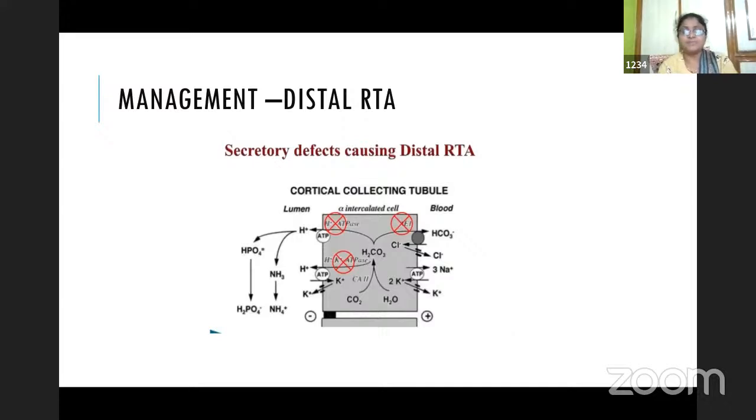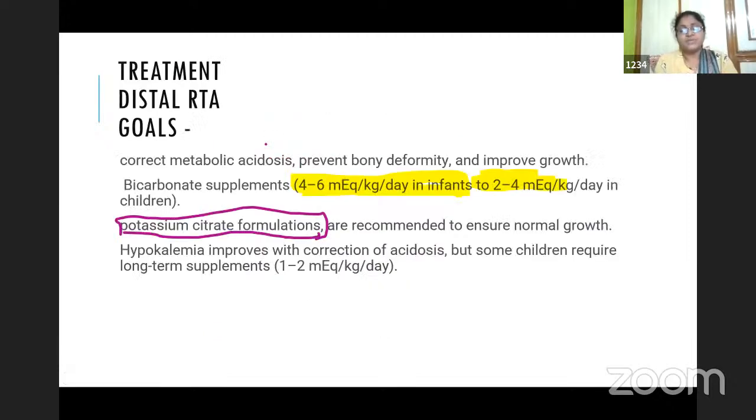Here we have seen the predominant defect is an acidification defect, but because H plus is not secreted, what is important is that potassium is secreted in excess. We are losing potassium here. This is very important in the management. So what are the goals? When you treat a child with distal RTA, my goal is completely different. We have to correct the acidosis, prevent bone deformity, and improve growth.